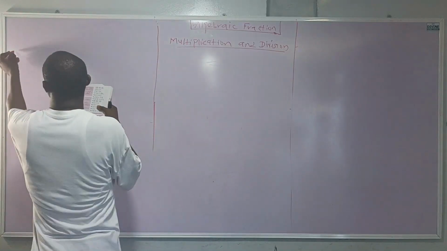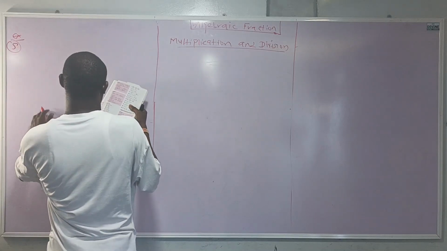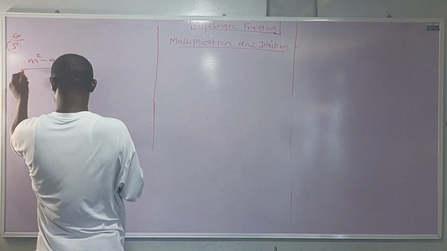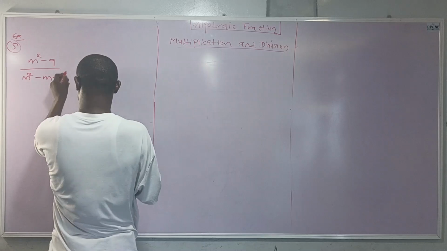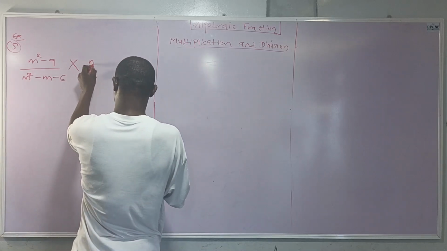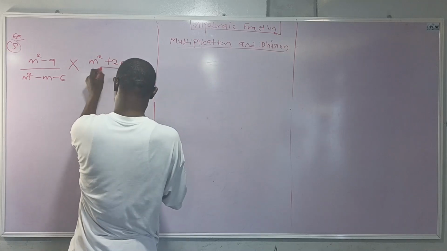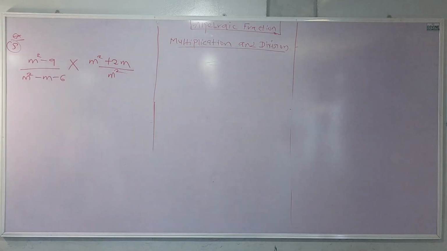So our next example, that should be example 5, I guess. If we have m square minus 9 all over m square minus m minus 6 multiplied by m square plus 2m all over what? m square. We are asked to simplify.